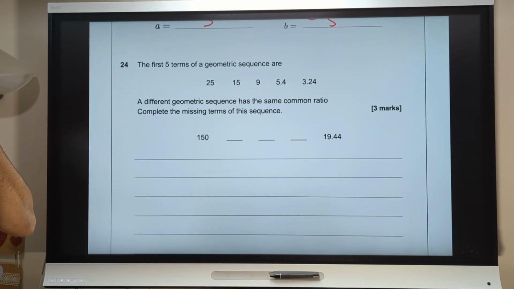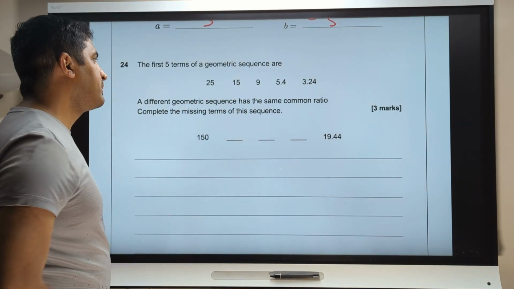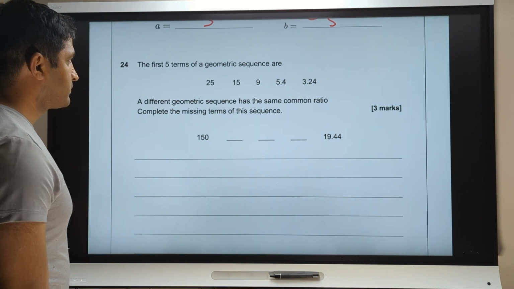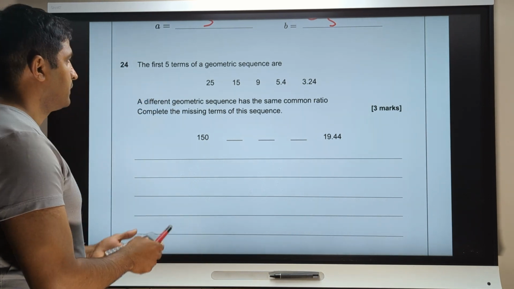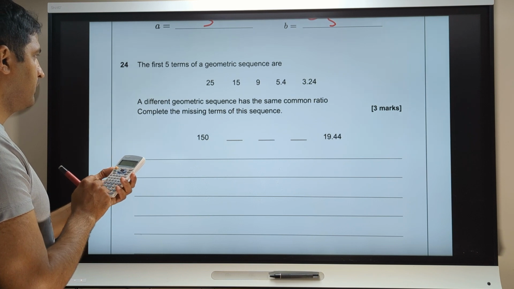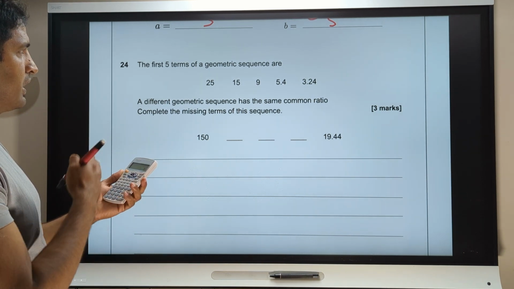First 5 terms of the geometric sequence as given to you. Like I said, a geometric sequence is when you're multiplying and dividing. Okay, that's what's happening in a geometric sequence. So the different geometric sequences have the same common ratio. Work out the common ratio, complete the missing terms of the sequence. So we need to figure out what's happening between these terms. So we're doing 15 divided by 25. So that's how we're getting smaller.